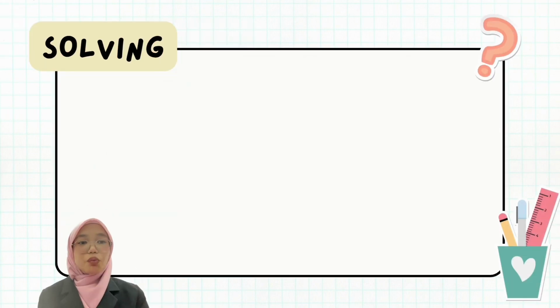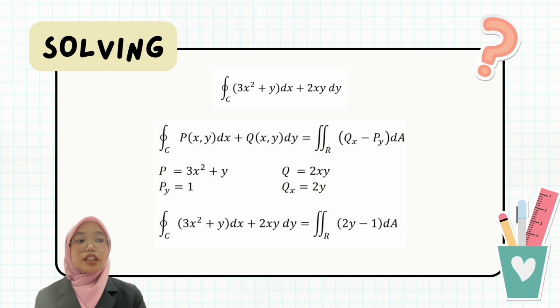First step is we must determine the P and Q, where P is 3x squared plus y, and Q is 2xy. Then we must determine the Py and Qx, where Py is the derivative in terms of y and Qx is differentiated in terms of x. Py is equal to 1 and Qx is equal to 2y.